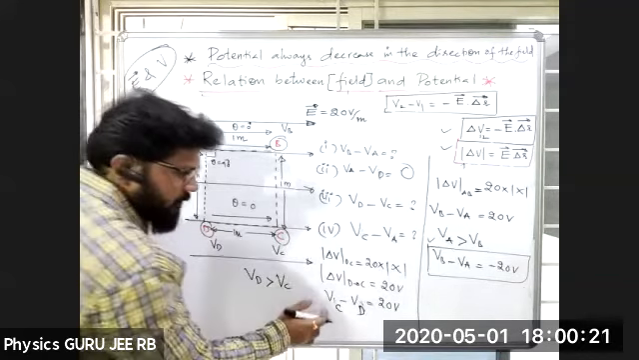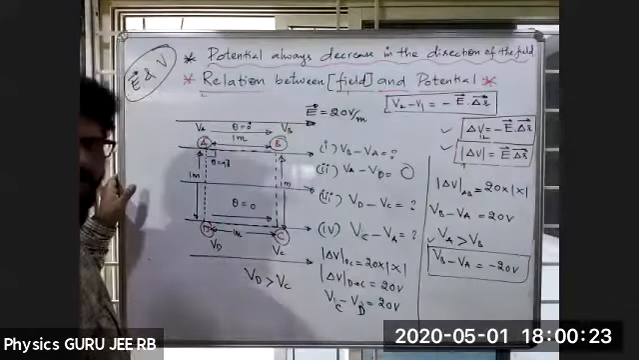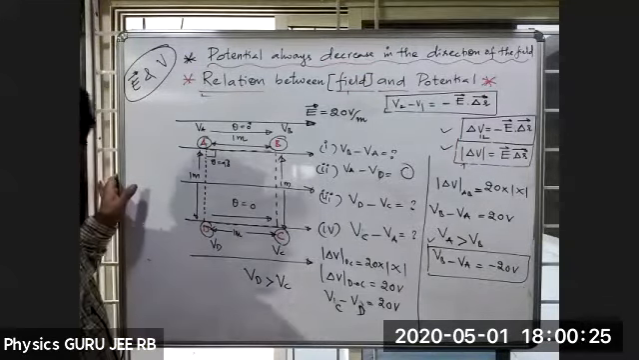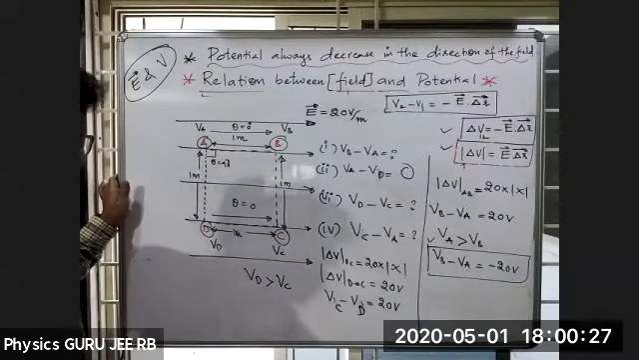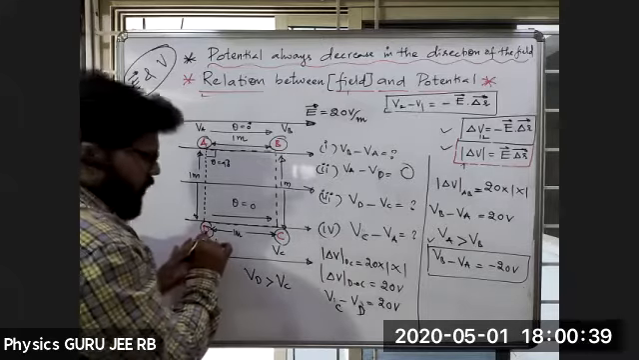But I am getting VC minus VD is 20 volts. Is it possible to have a positive value? Yes. No. Tell me, D to C. So VD minus VC. I am moving the charge from D to C.